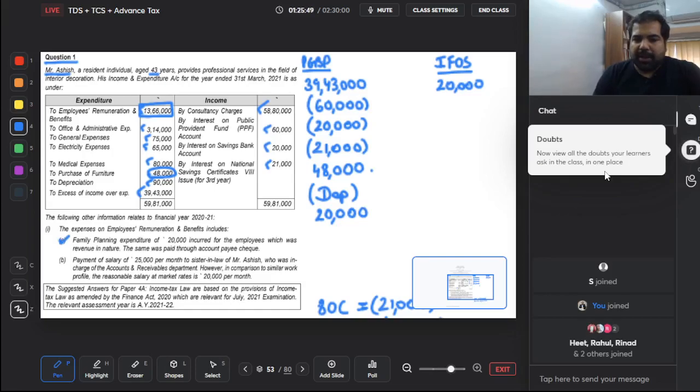Next, payment of salary of 25,000 per month to sister-in-law of Mr. Ashish, who was in charge of the accounts and receivables department. However, in comparison to similar work profile, the reasonable market salary is 20,000 per month. Guys, are you paying excessive or unreasonable? Yes, but she is not a related person, guys, or specified person.